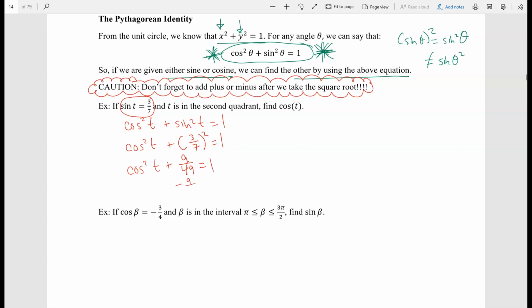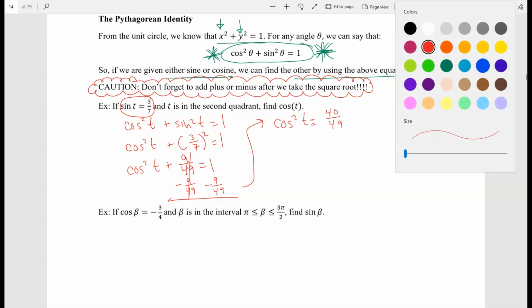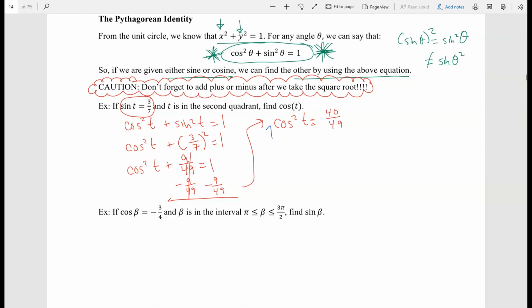So minus 9 over 49 on both sides. This is going to give me cosine squared t. So we're going to do 1 minus 9 over 49. That's going to give me 40 over 49. Okay, now we need to get rid of the square. So in order to get rid of the square, we're going to square root both sides. But when we apply a square root, we're going to put in plus or minus.